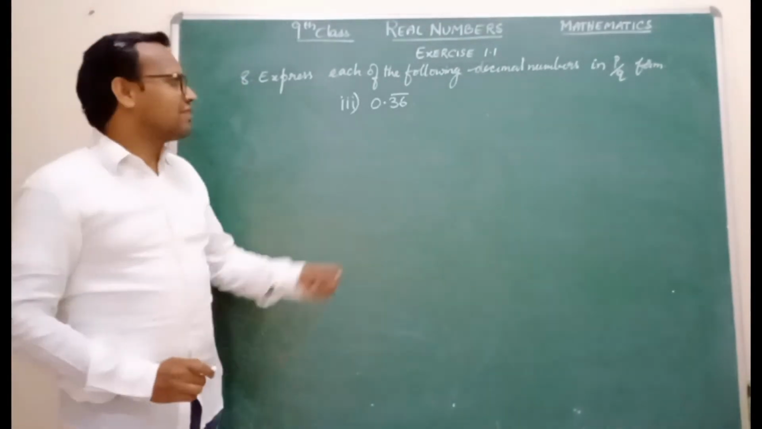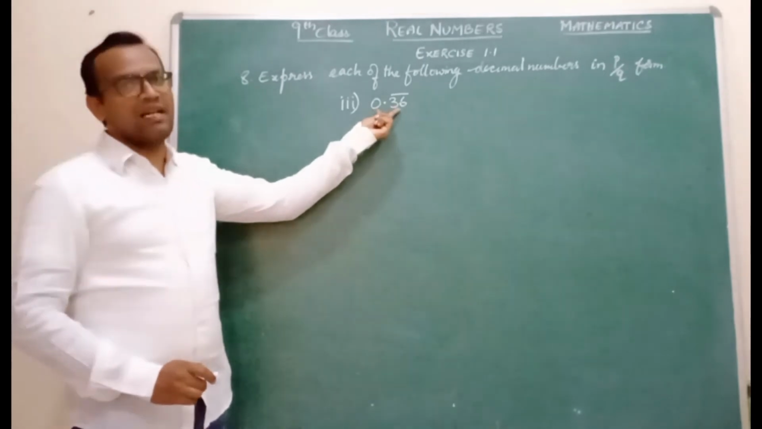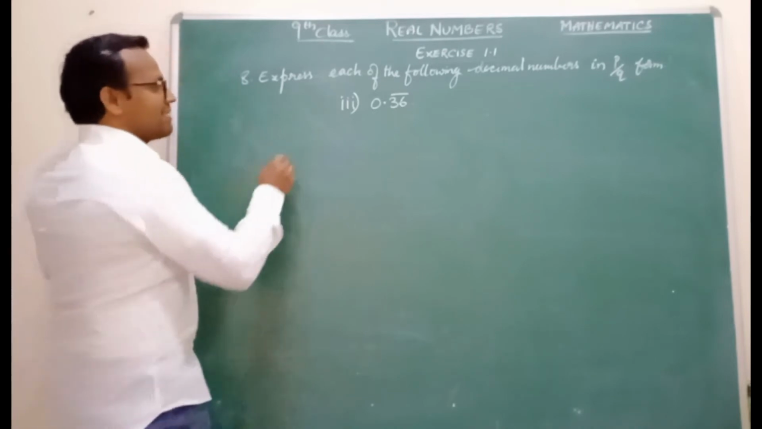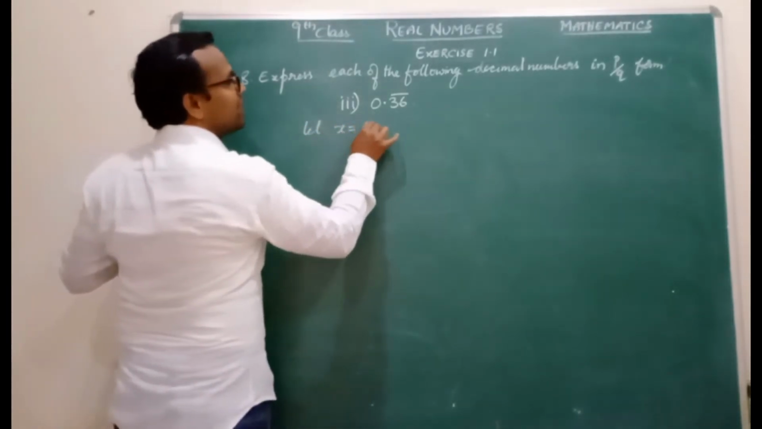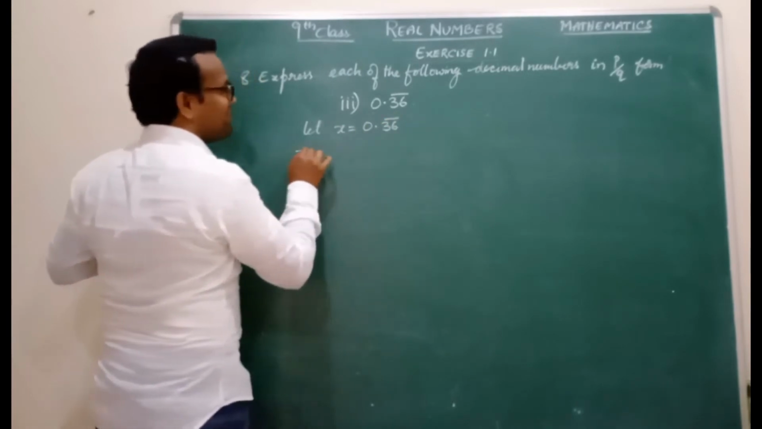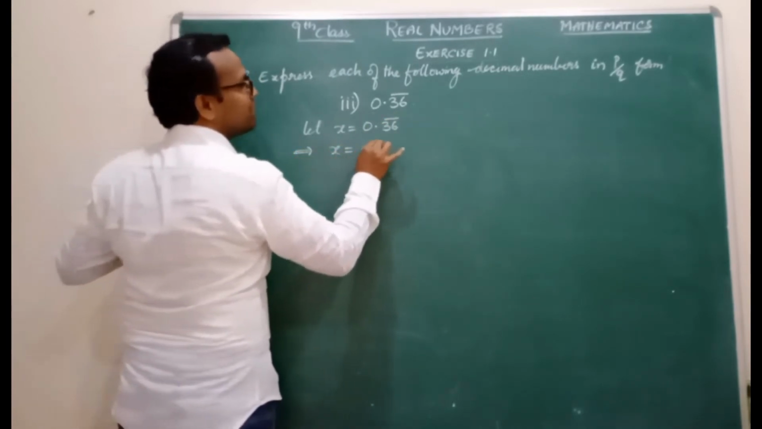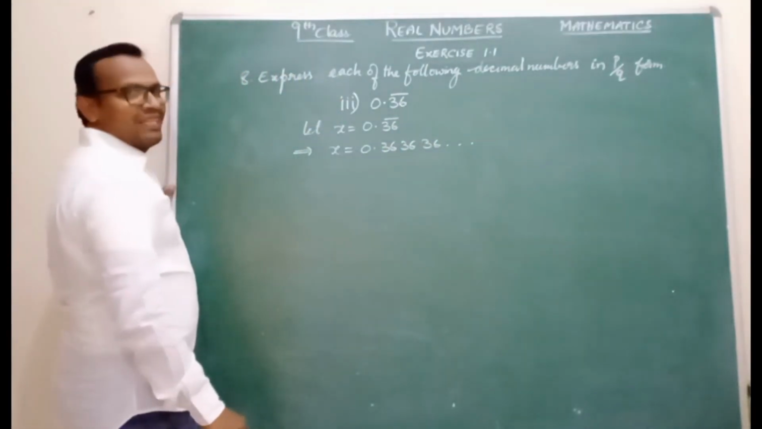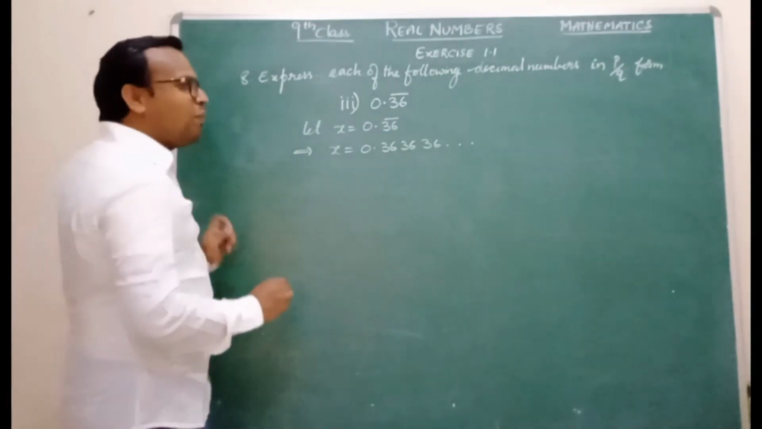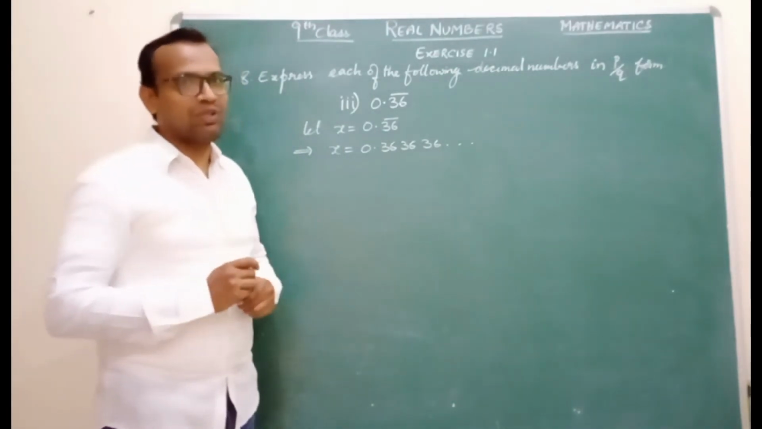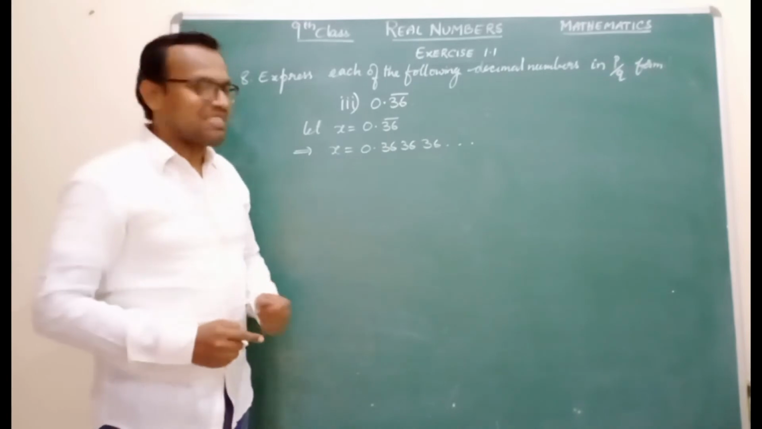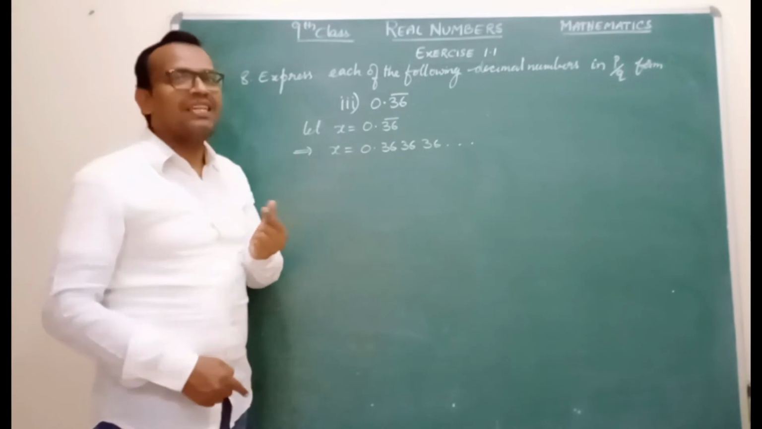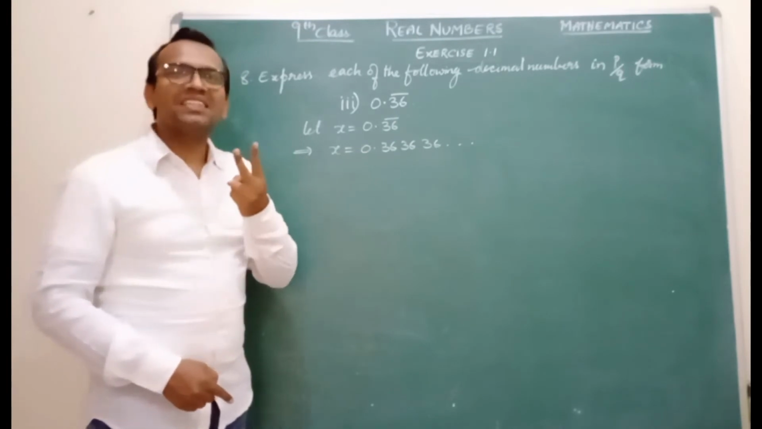The third question is 0.36 bar. Here two digits are repeating, 36 and 36. Okay. So first let me write, let x is equal to 0.36 bar, which is nothing but x is equal to 0.363636 and so on. Okay. Now here how many digits are having bar upon them? Or what is the periodicity? Here 1, 2. Two digits are having bar, means two digits are repeating. Since two digits are repeating, so the periodicity is 2.